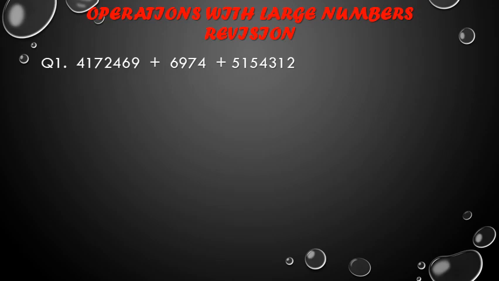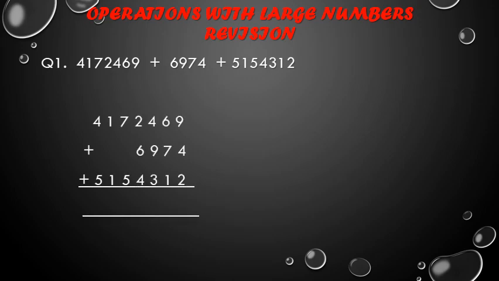The first one is 41,72,469 plus 6,974 plus 51,54,312. So let us see how we are going to add these three numbers. First of all, we have to write them in columns. So this way we are going to write these three large numbers in columns.